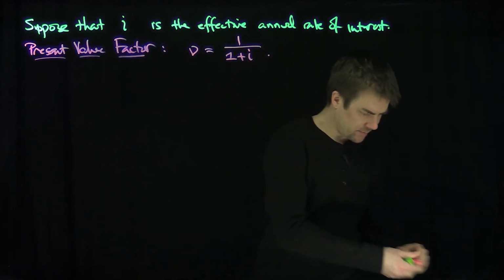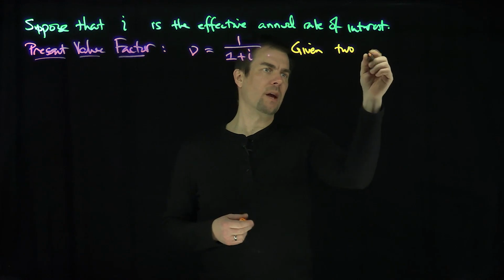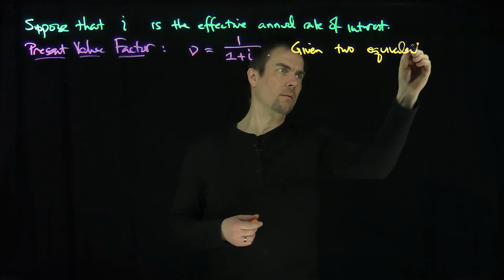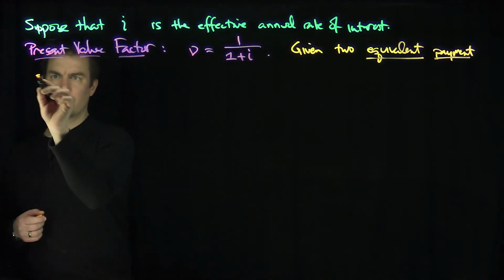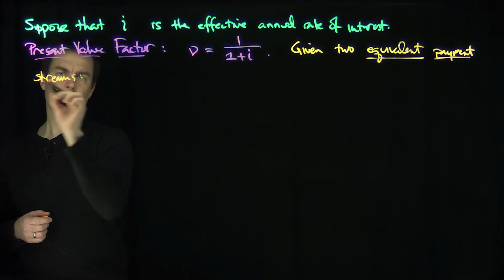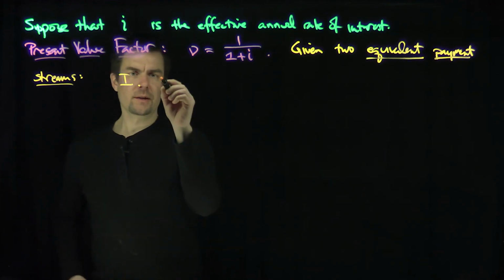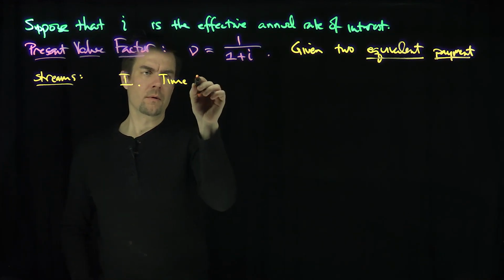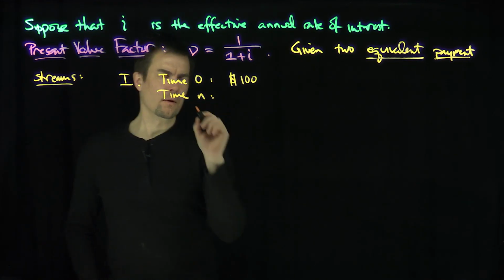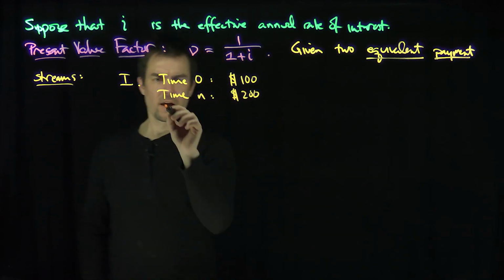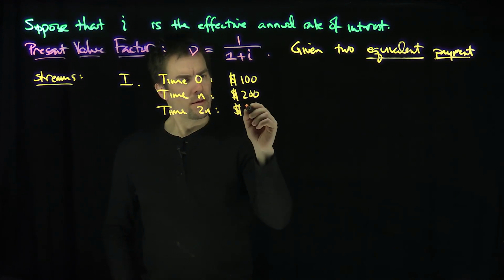So I have two payment streams. So given two equivalent payment streams, here's my first payment stream. I'm going to initially get, at time 0, $100. At time n, we're going to get $200. And then at time 2n, we're going to get $300.